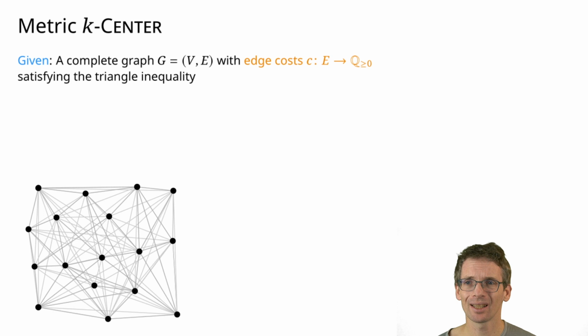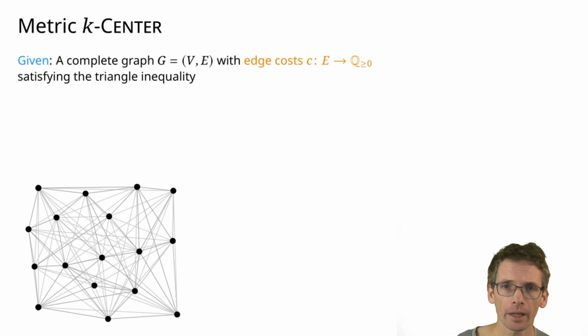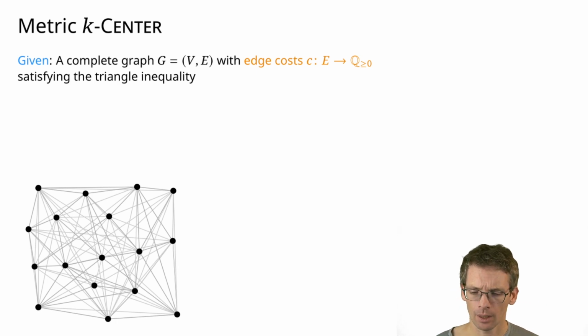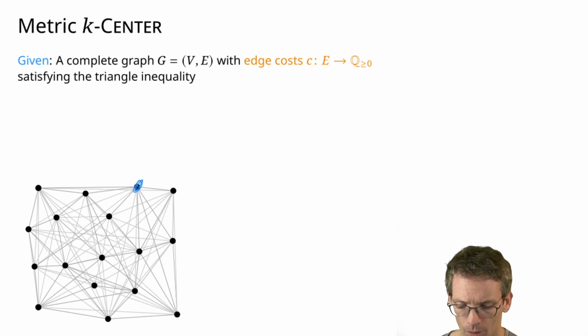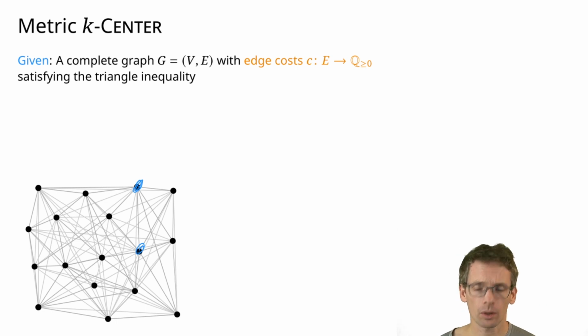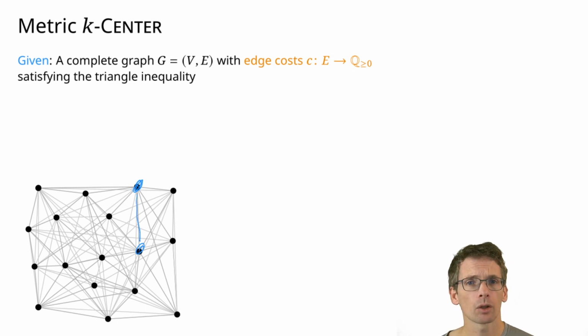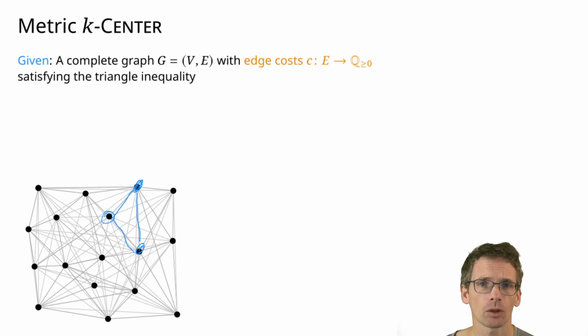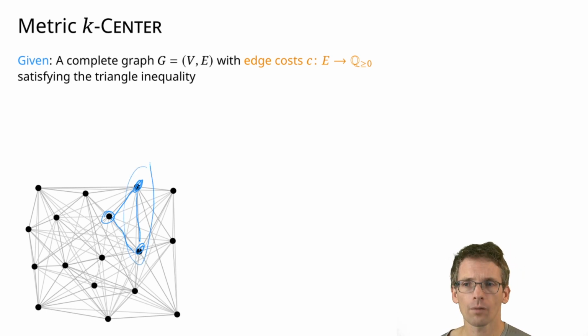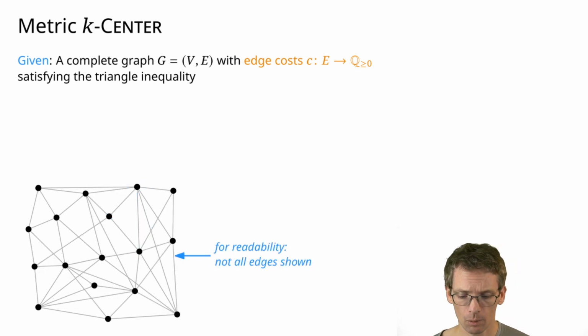So we have a complete graph with non-negative edge weights, which fulfill the triangle inequality. So it's a metric. What does that mean? For any pair of vertices, the cost of the corresponding edge should be smaller or equal to any cost that I can get by going via another edge. So if I go via this edge here, then if I take this cost plus that cost, that should be larger or equal to the cost of the edge itself. So then this is metric. For readability, I will not always show the complete graph.